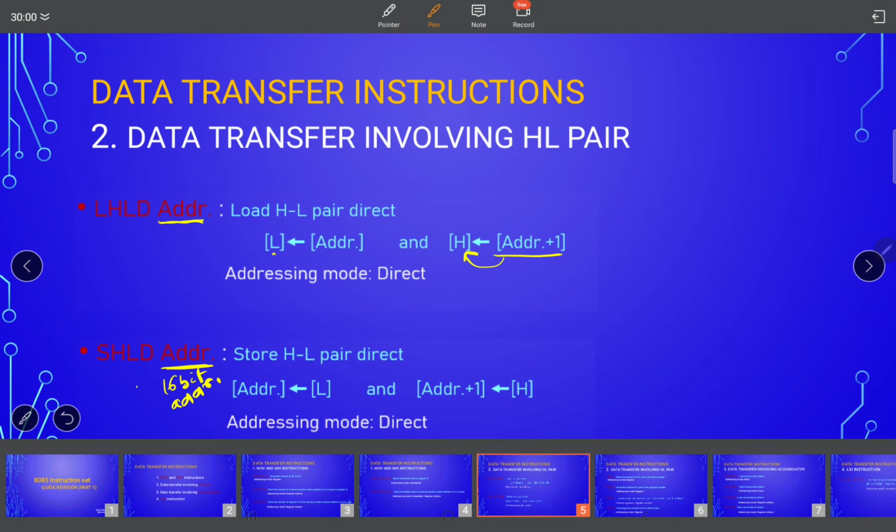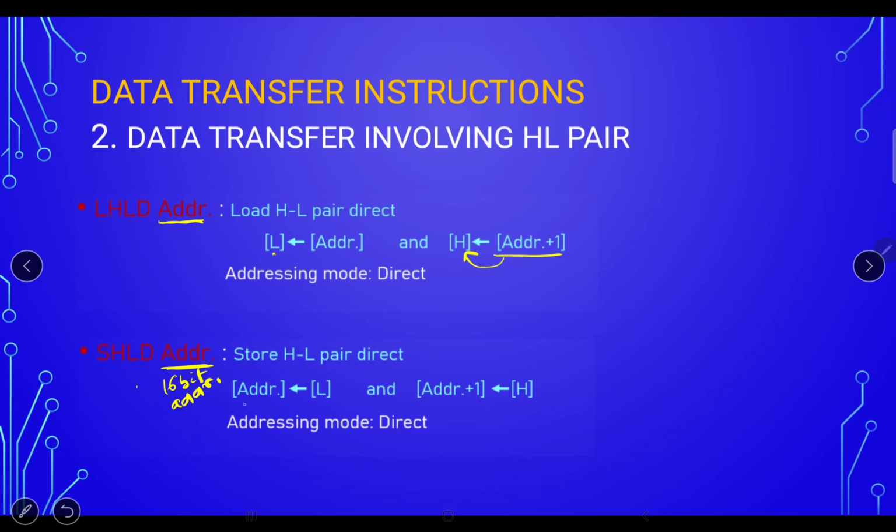So, the content of L is copied to the address specified and the content of H is copied to the next address, that is address plus 1, and here the addressing mode is direct addressing mode.